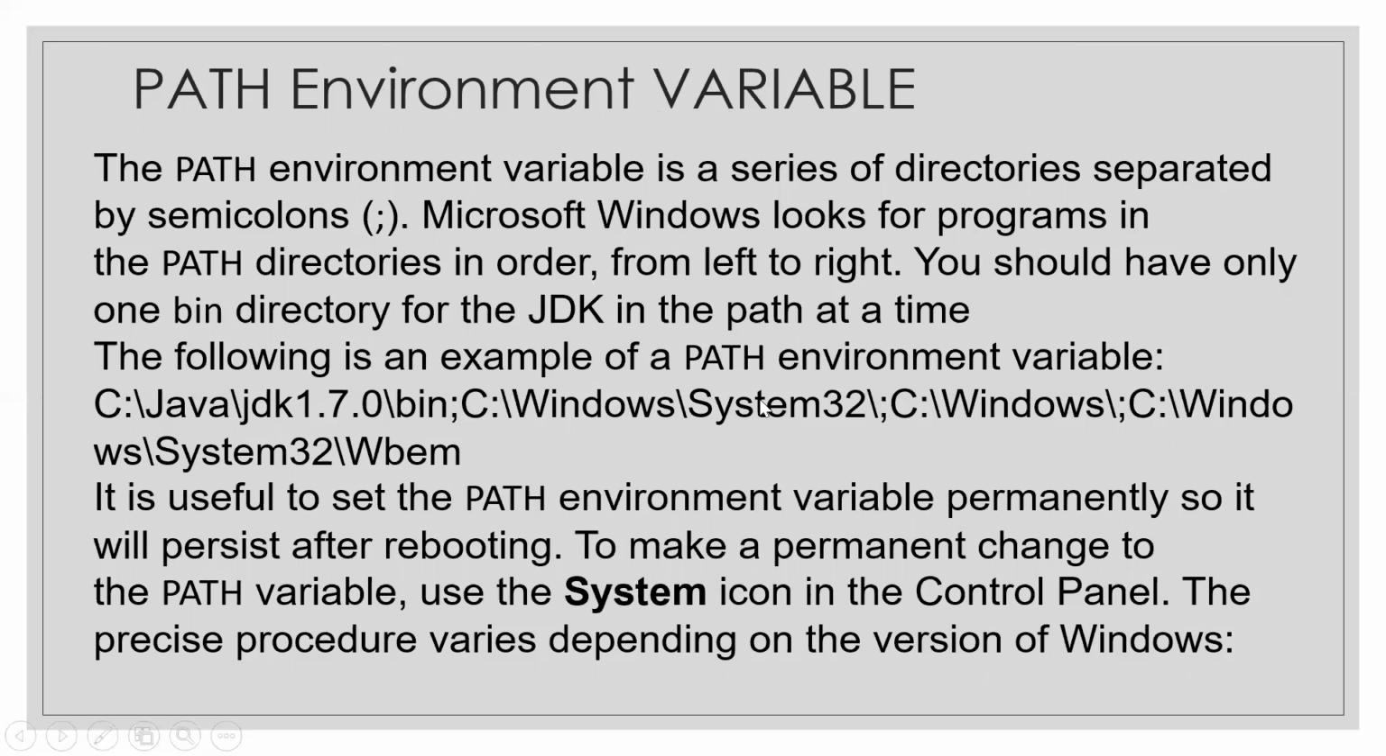The following is an example of a path variable. If you look at the environment variable option in My Computer, you will see paths like this: C:\Java\JDK1.7.0\bin; then C:\Windows\System32\; and so on. It is useful to set up a path environment variable permanently, so it will persist after rebooting. To make a permanent change to the path variable, use the system icon in the control panel. The precise procedure varies depending on the version of Windows.